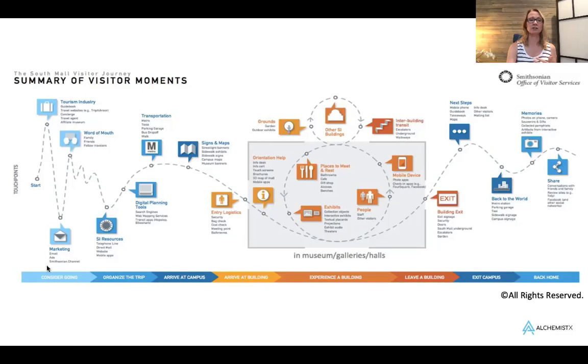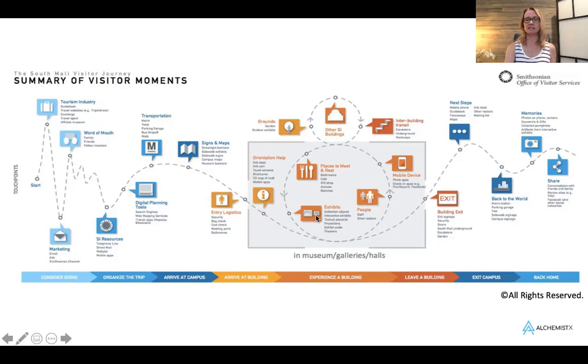In that, they started to find lots of opportunities. Where are they looking for information to decide whether or not they actually come to the Smithsonian? What does the marketing look like? The word of mouth? Where are they looking for guidance and information from? What kinds of resources and digital planning tools might there be? How does the transportation work? Are they understanding how to get to the museum?